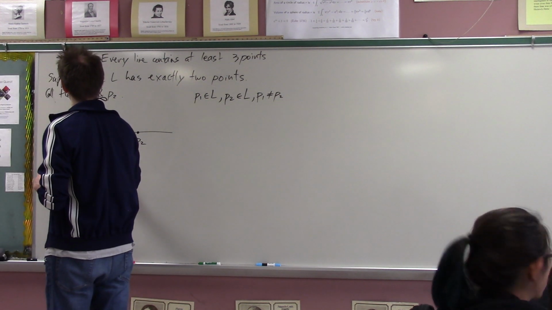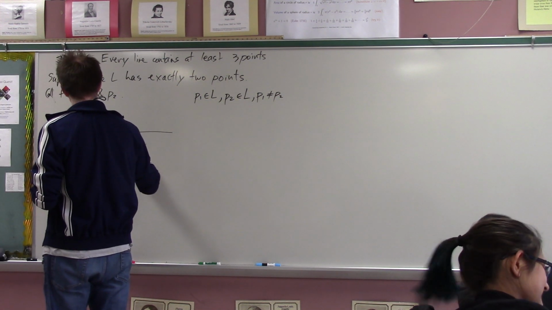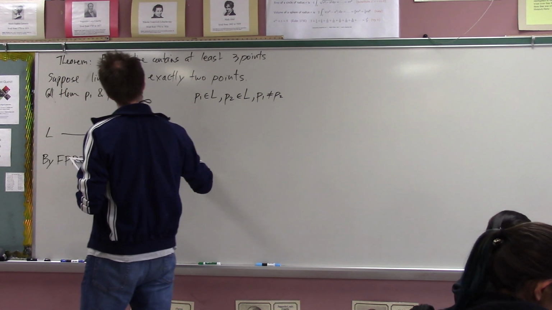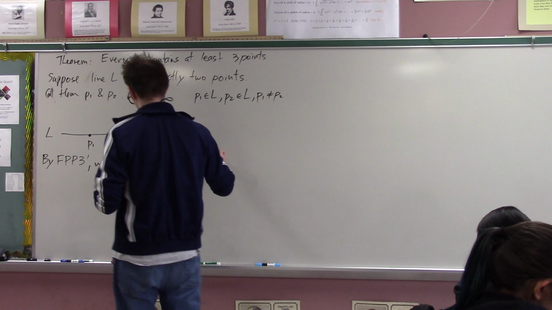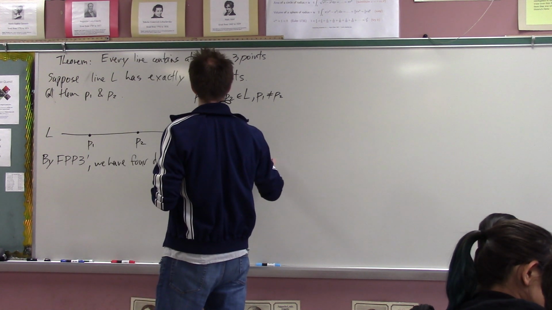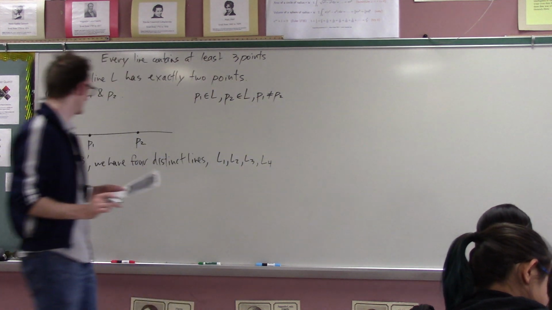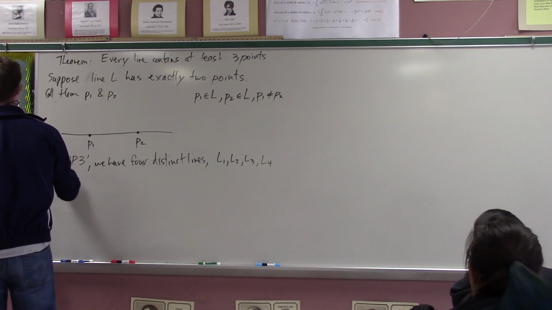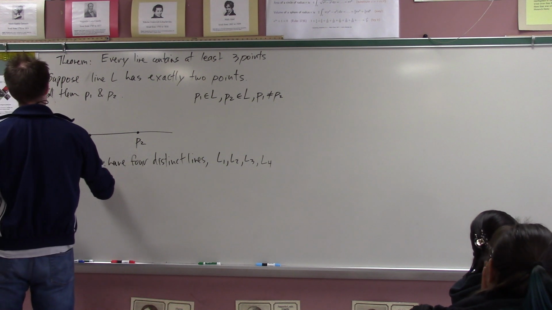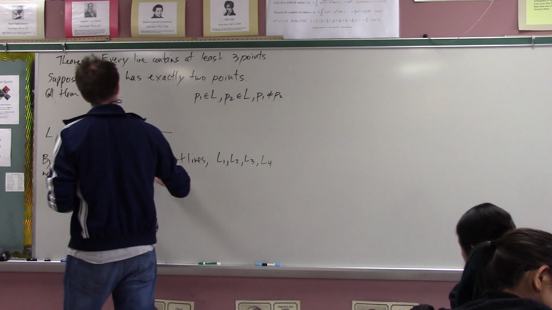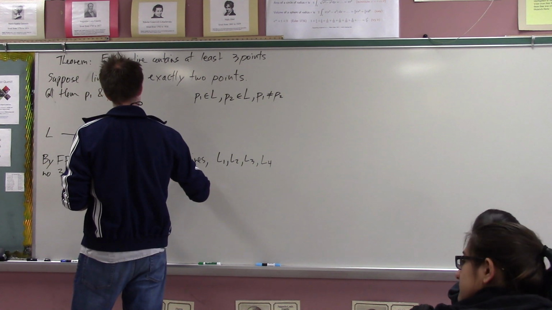By FPP3 prime, we have 4 distinct lines. And those lines are L1, L2, L3, and L4, the core 4 lines. And what do we know? We know that no 3 of them contain a common point.